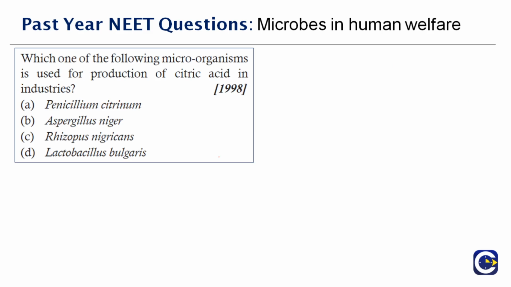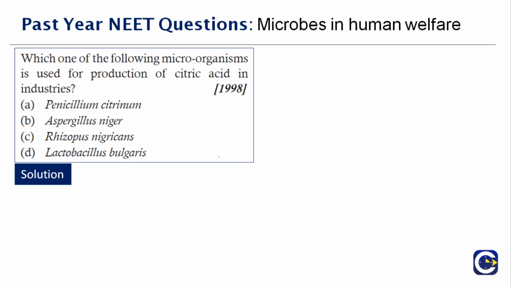Next question here. Which one of the following microorganisms is used for the production of citric acid in industries? We all know, we already discussed in the part 1, that fungi are majorly used for the production of various acids like malic, oxalic acid, citric acid. And we also know what the answer is. If you had gone through the part 1, now you will know what the answer is. Same. Out of 4, the correct one is Aspergillus niger.